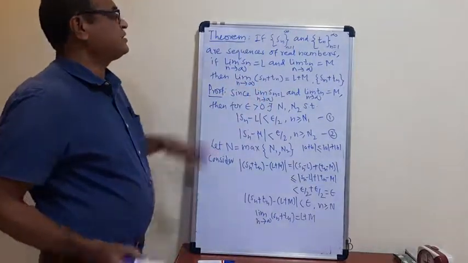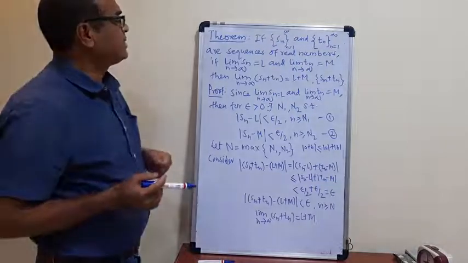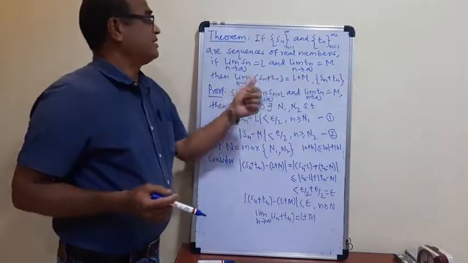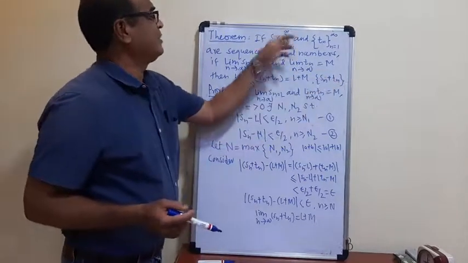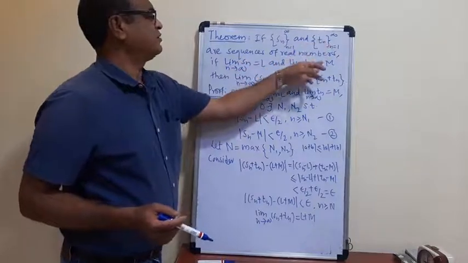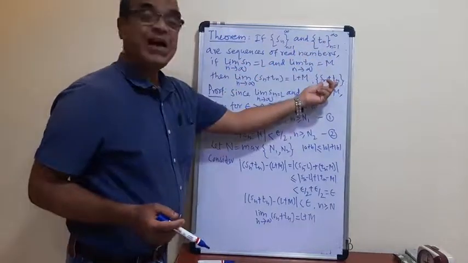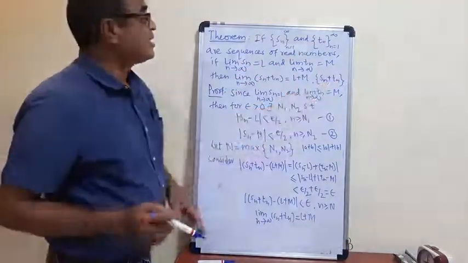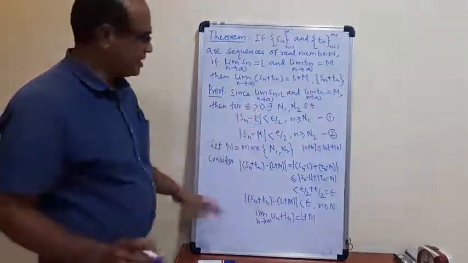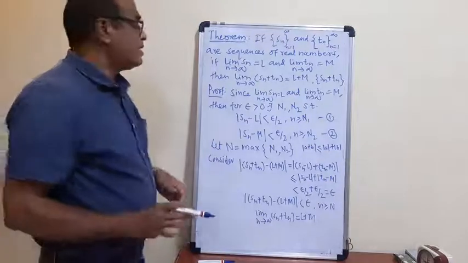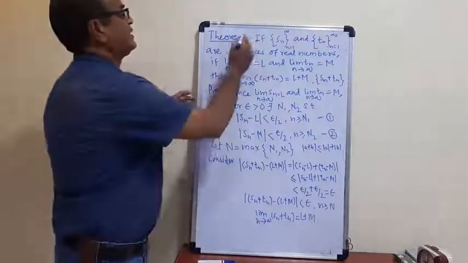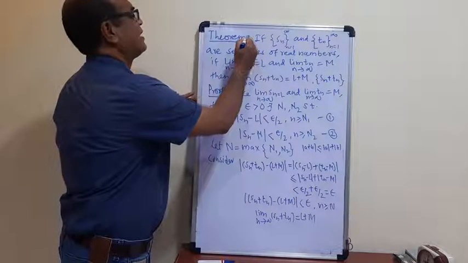Okay. So this is the algebra of sequences. By using this, we say that if Sn converges to L and Tn converges to m, then the sequence Sn plus Tn converges to L plus m. So this is a very simple proof. Now we take the next theorem. This is theorem 1.